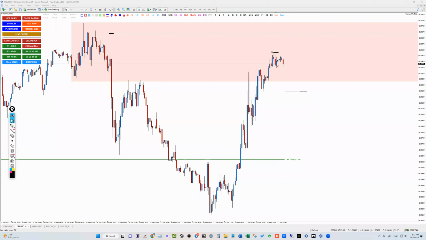So double break is that you have to see the low that does not break the last low and two times breaks. Okay, so yeah, I'm glad that is good.